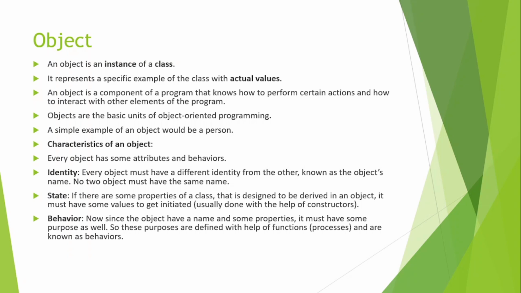State. If there are some properties of a class that is designed to derive in an object, it must have some values to get initiated, usually done with the help of a constructor. Behavior. Now since the object has a name and some properties, it must have some purpose as well. So these purposes are defined with the help of functions and processes, and are known as behaviors.